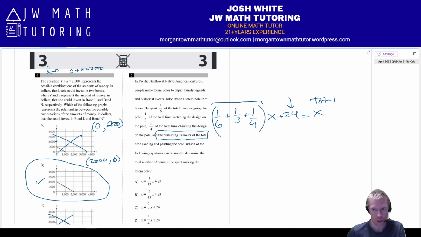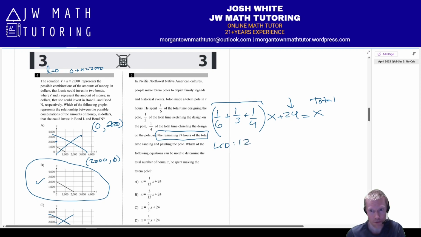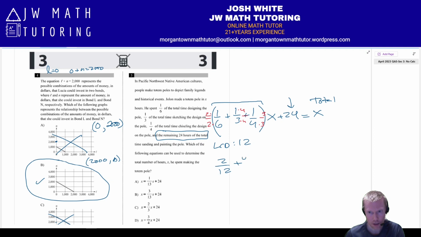So what you're going to do is go ahead now and combine these 3 fractions by getting a common denominator. Notice it's going to be 12 because 3, 4, and 6 all divide into 12. So the first fraction you're going to have to multiply by 2 over 2. Second one you're going to have to multiply by 4 over 4. Third one you're going to have to multiply by 3 over 3. So if you get everything over 12, what you're going to get is 2 over 12 plus 4 over 12 plus 3 over 12. Now we can combine the numerators. 2 plus 4 is 6, 6 plus 3 is 9, so we get 9/12.